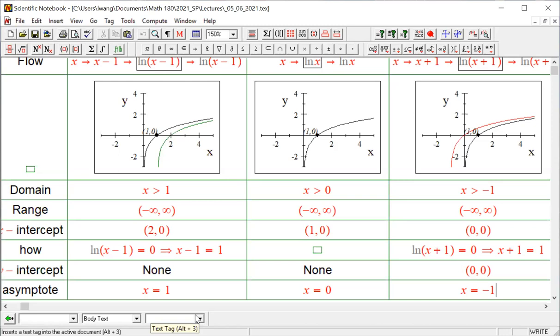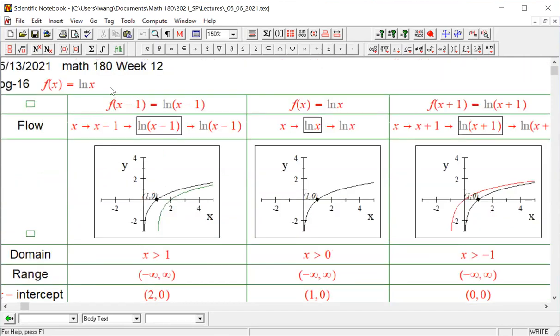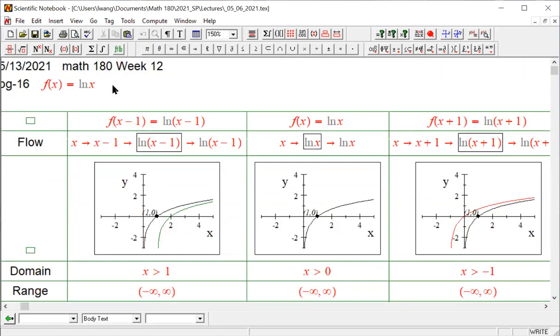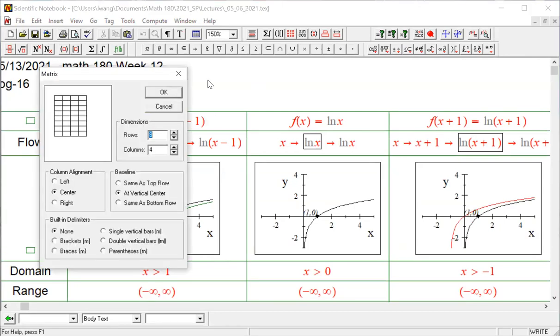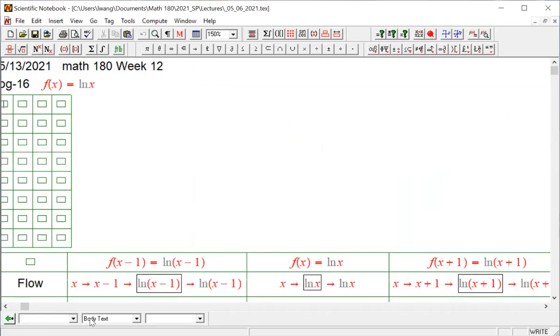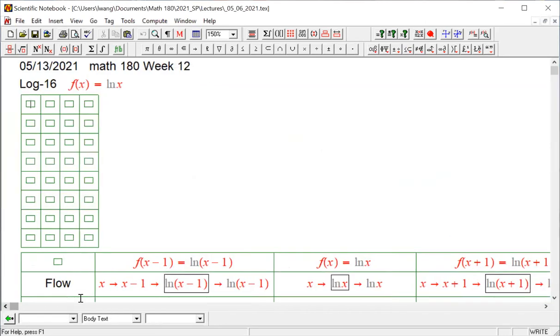How about the reflections? The reflections are interesting. You're going to encounter these in Cal. So let's do the reflections. I hope we can at least set it up, and we might be able to finish the reflections.